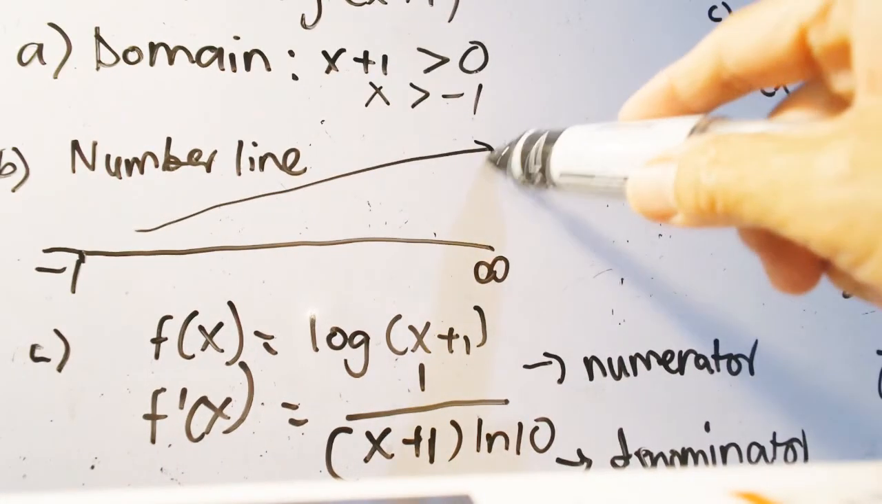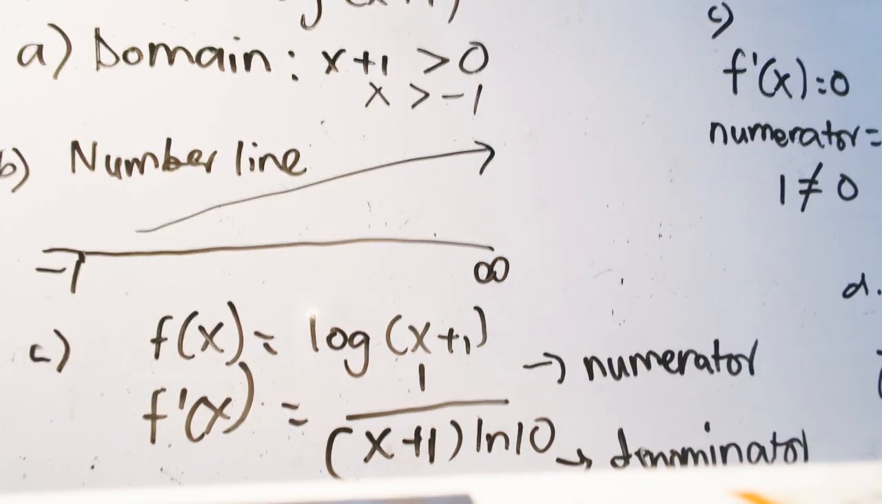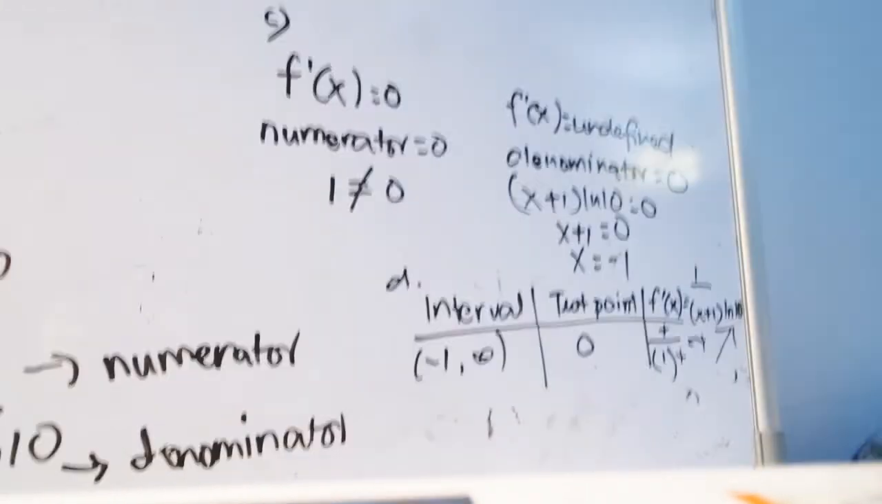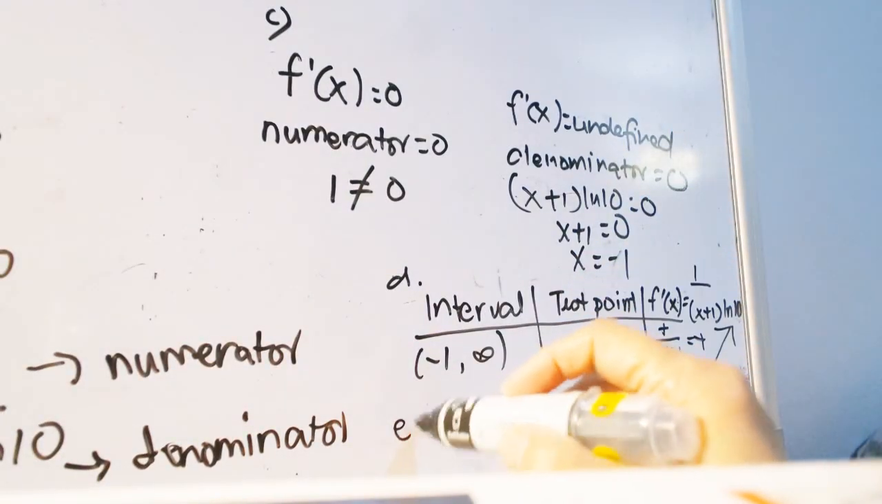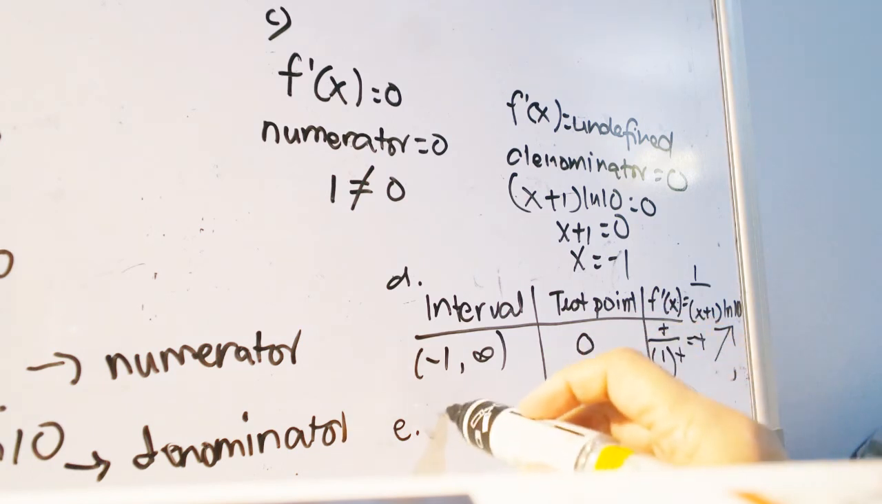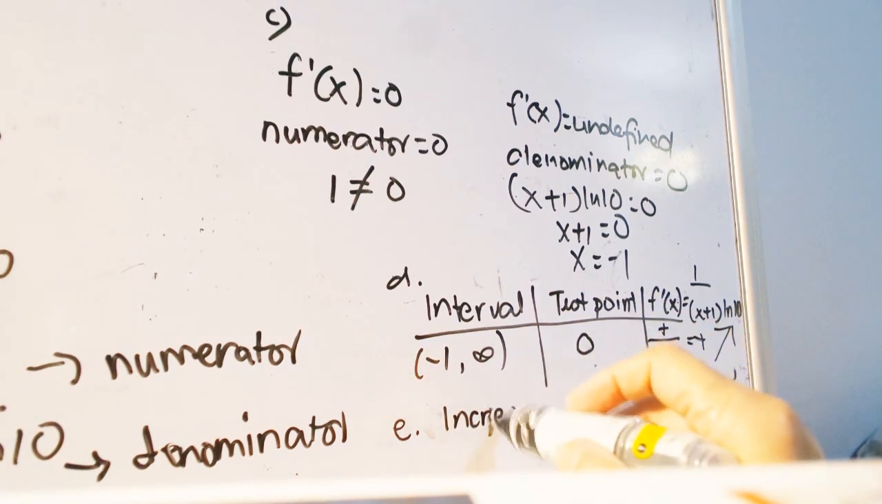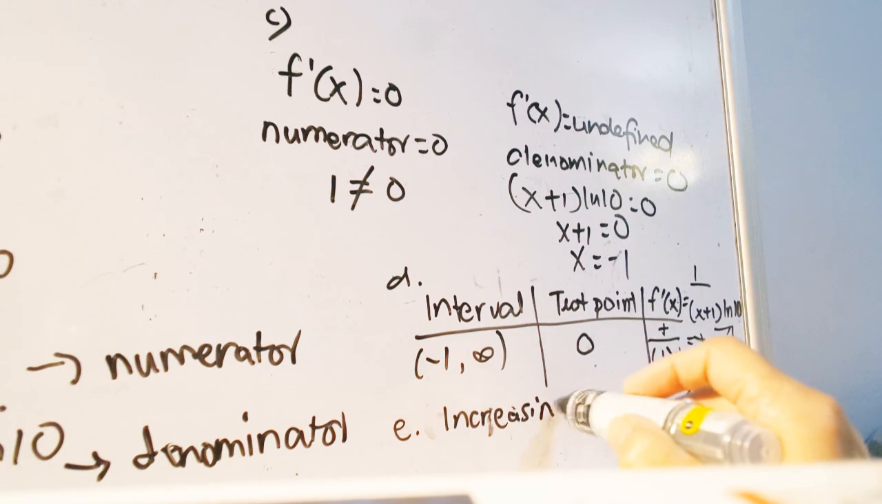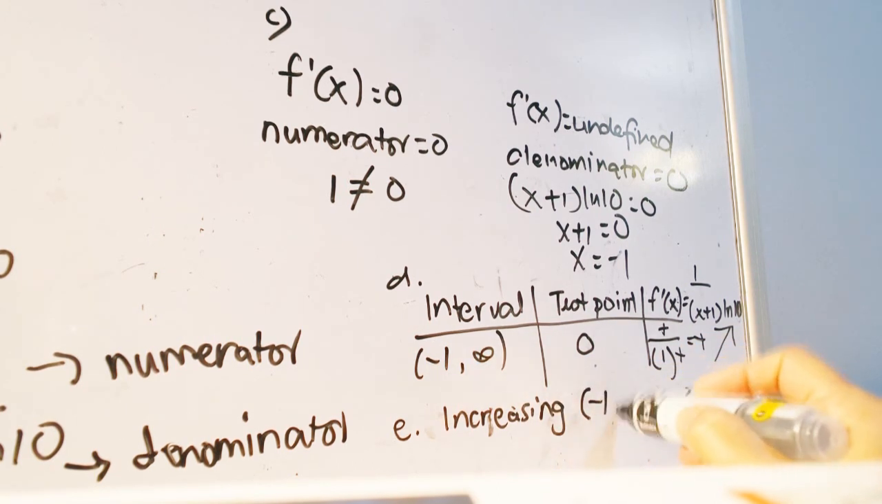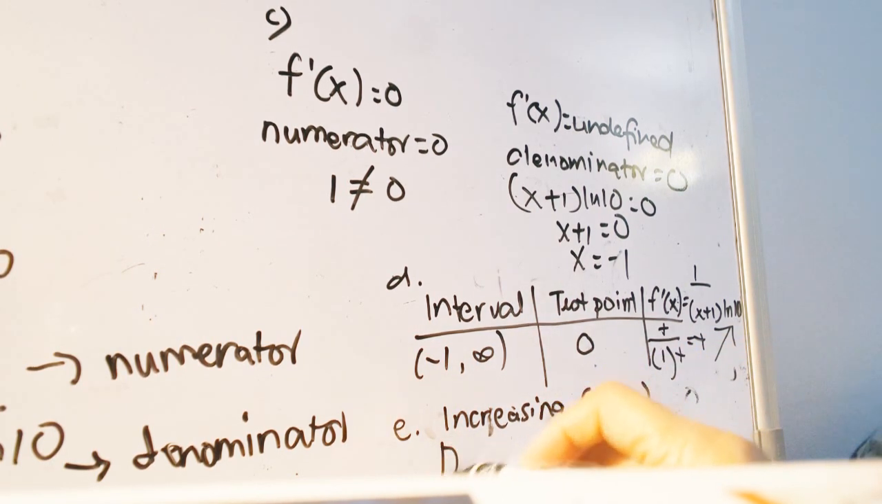So what does this tell us? And this function doesn't have an asymptote, okay? So your conclusion will be increasing from minus 1 to infinity, decreasing none.